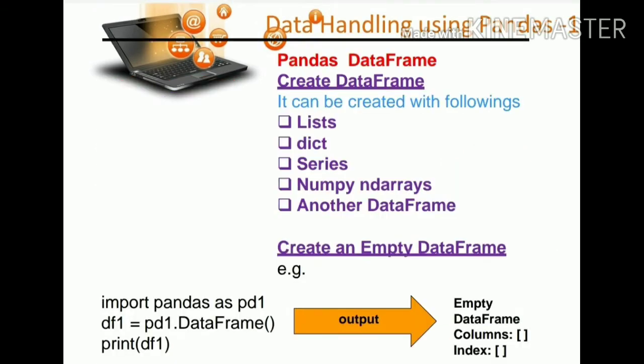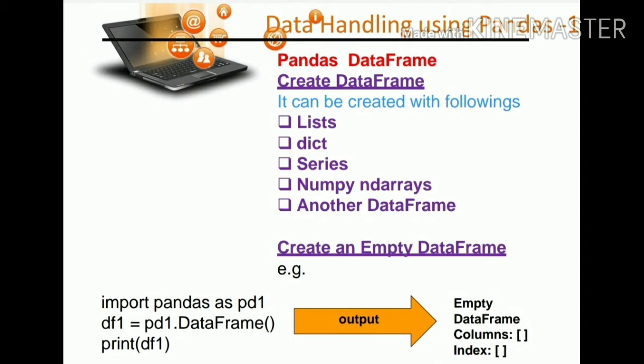Now see the example. We are creating a pandas data frame. We can create it in the following ways. We can create it from a list, from a dictionary, from a series which is already prepared by us, or you can use a numpy array, or you can use another data frame which you have already created.